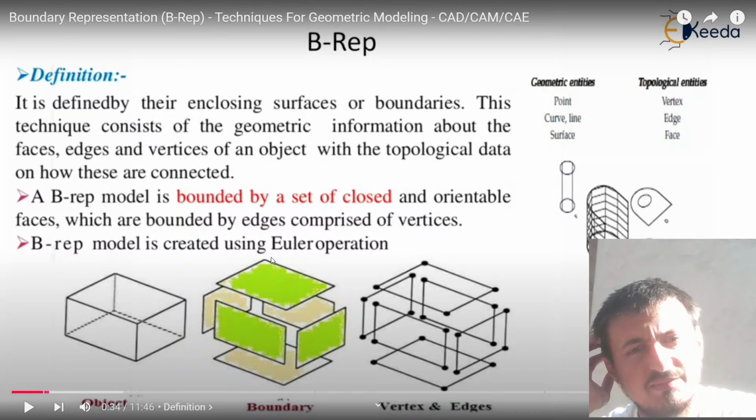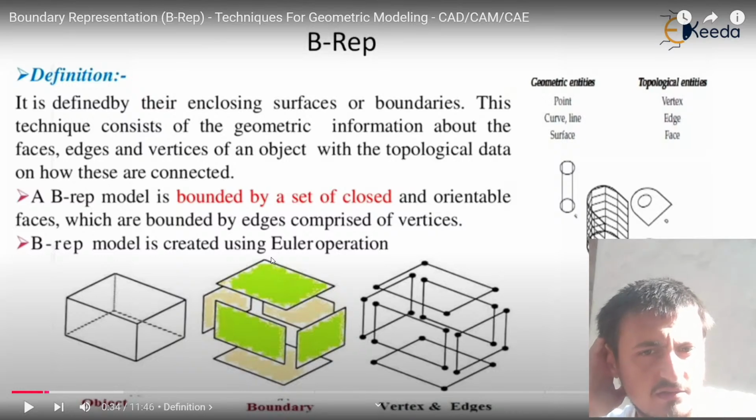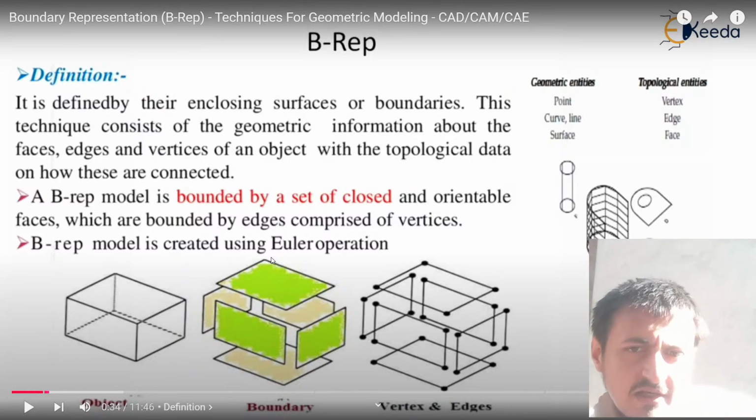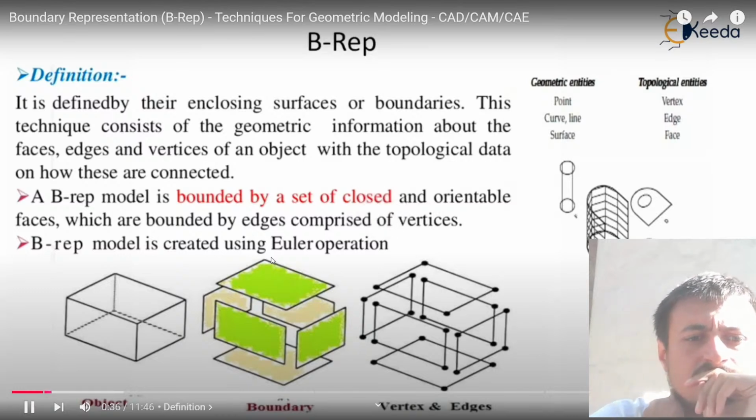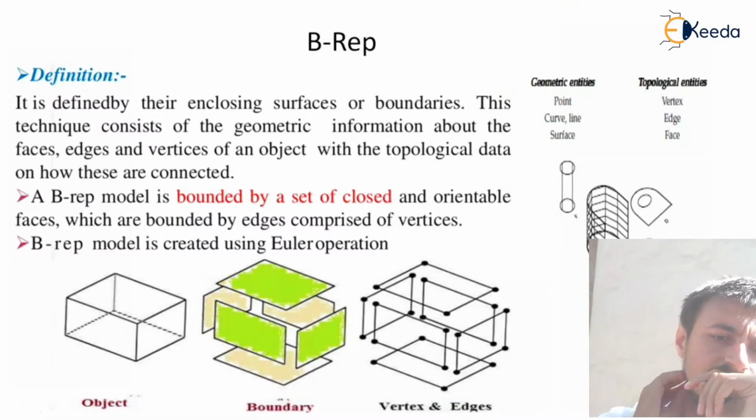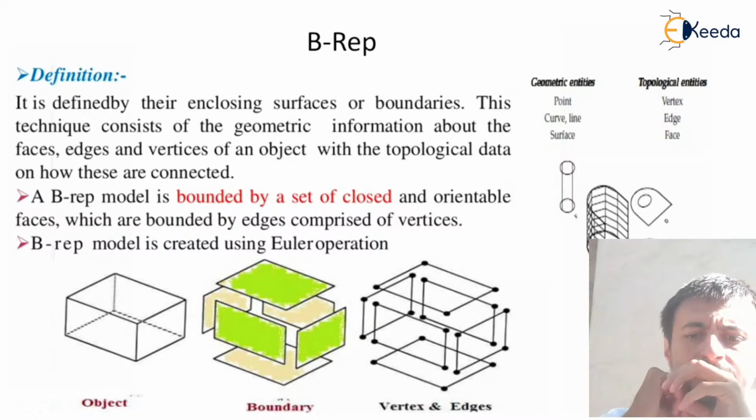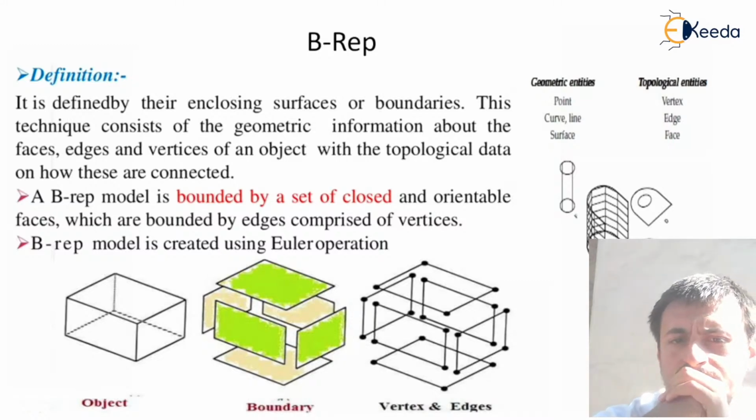A B-rep model is bounded by a set of closed and orientable faces. Definition, it is defined by the enclosing surfaces or boundaries. This technique consists of the geometric information about the faces, edges, and vertices of an object with topological data on how these are connected. A B-rep model is bounded by a set of closed and orientable faces which are bounded by edges comprised of vertices. B-rep model is created using Euler operation.